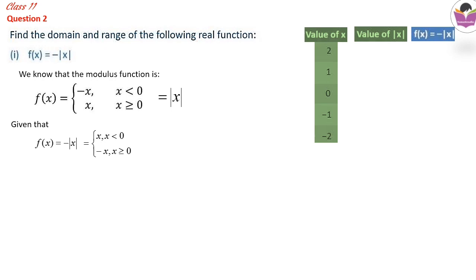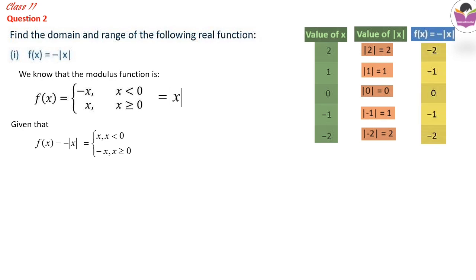So when we give x input as 2, modulus of 2 will be 2. Whatever is inside comes out without sign. Here inside the modulus is a positive value, so when it comes out the same positive value comes. Minus modulus x means minus 2 will be coming. And when 1 is substituted as input, modulus of 1 is 1, and minus modulus x, just put a minus sign here, becomes minus 1.